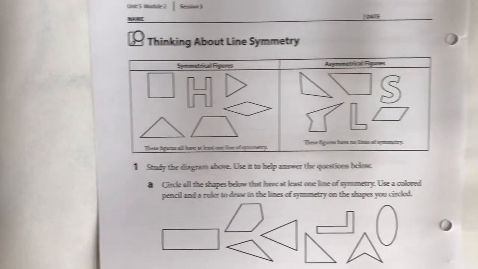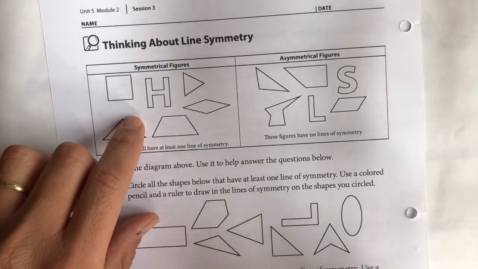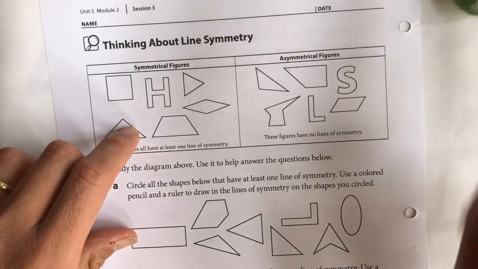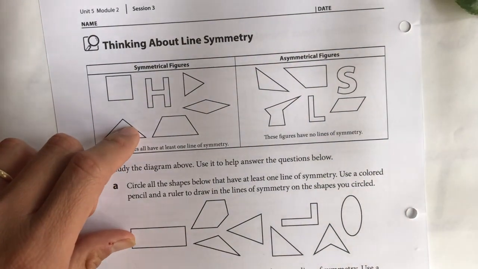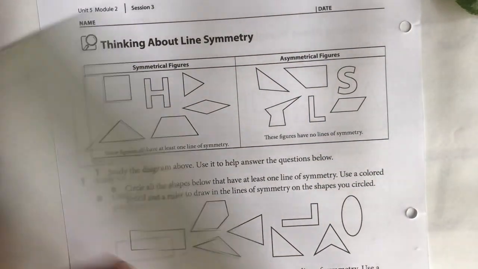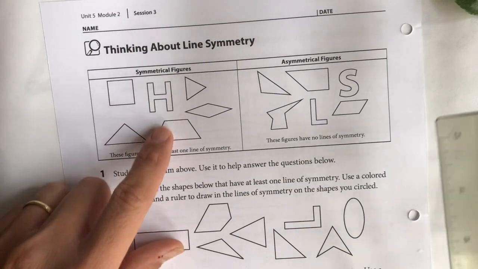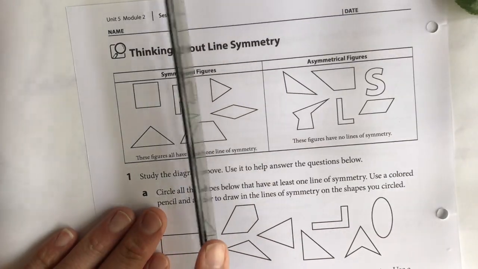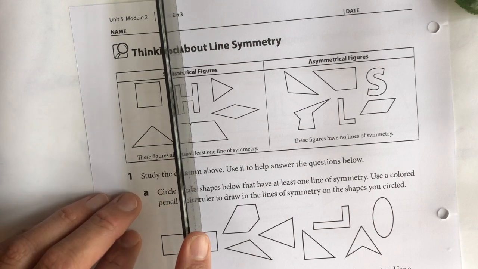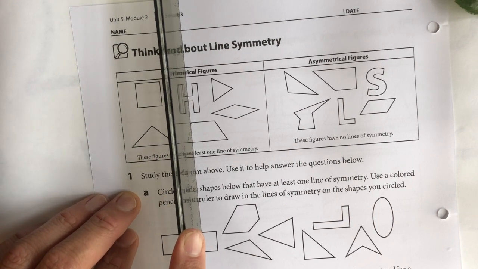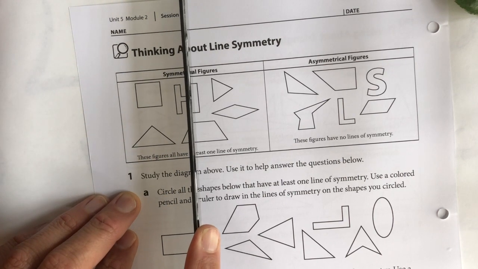Okay? So if we're looking at these shapes here, and even looking at this leaf, a line of symmetry is something that divides a figure. Let's take a look at this H, for example. If I put this ruler right in between the H, and this one does a really good example because you can see the reflection.